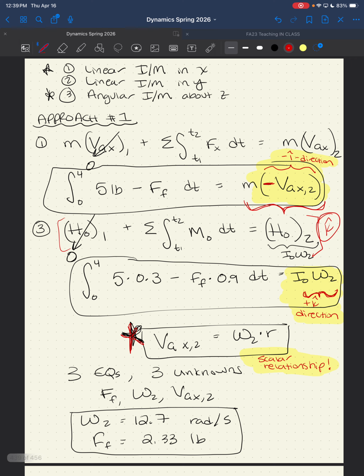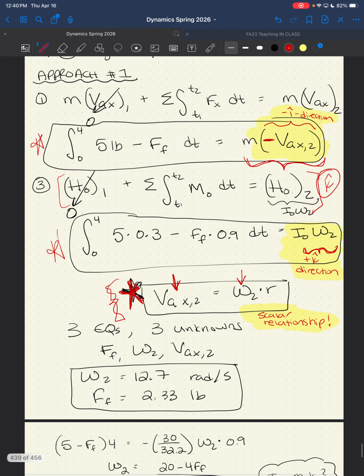Then what I needed to check on was the fact that this roll without slip relationship, the way it is written, is a completely scalar equation. It's not assuming any direction at all. It's just saying that the linear speed is proportional to the angular speed times the radius. Okay, so nowhere in this equation did we need to be super careful about signs, but in these two we did. Okay, so then if you solve the 3 equations for 3 unknowns, you get the correct answer.